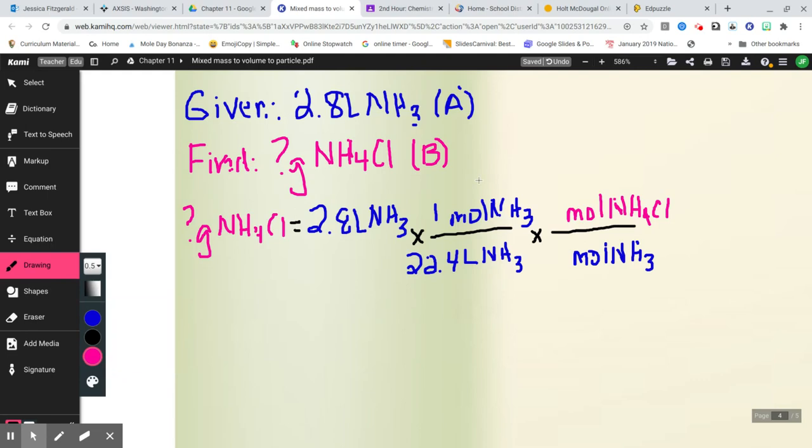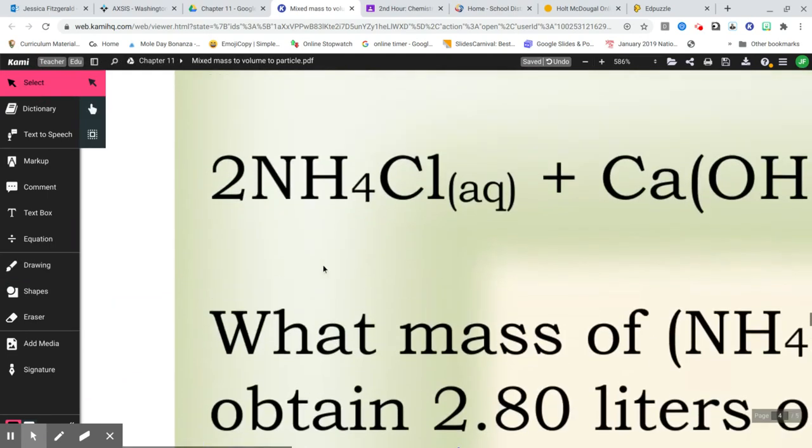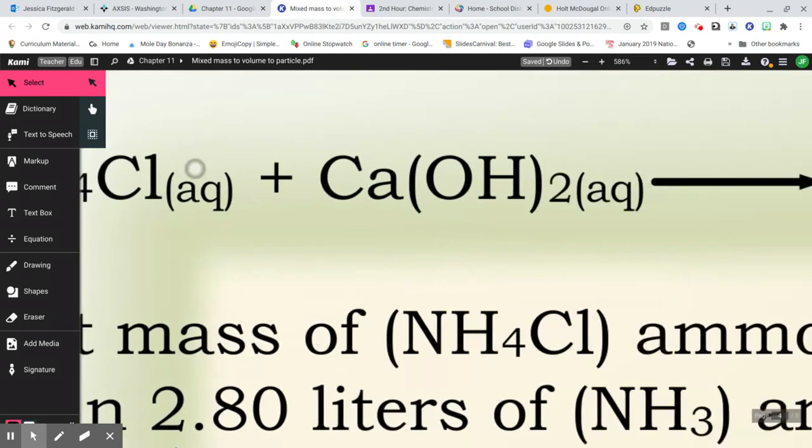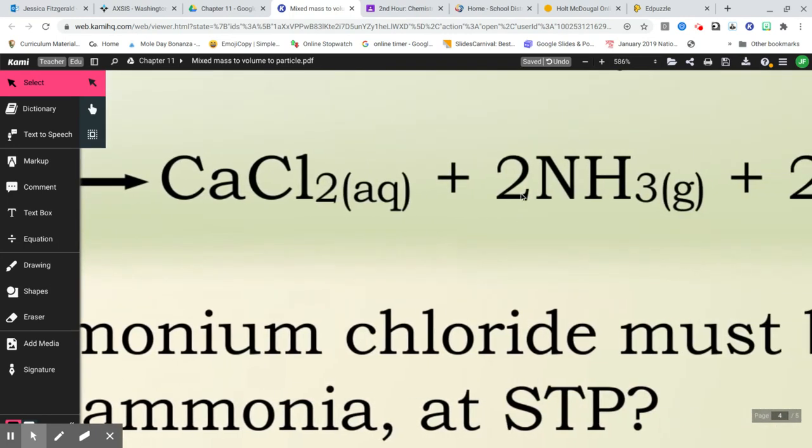And we're going to go to our equation here. So we have the 2 for the NH4Cl and the 2 here for the NH3.